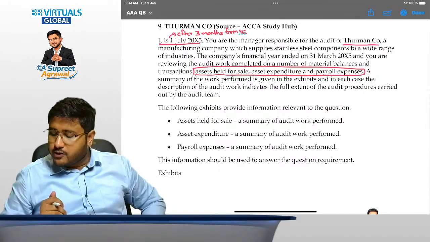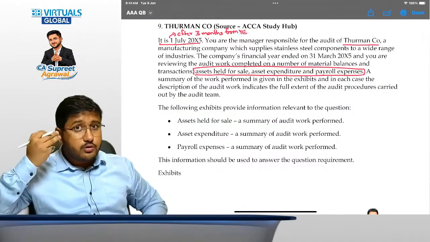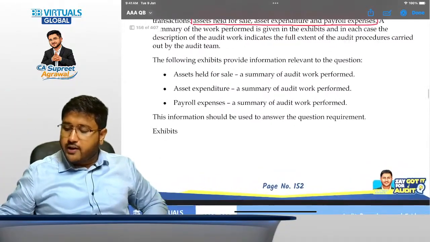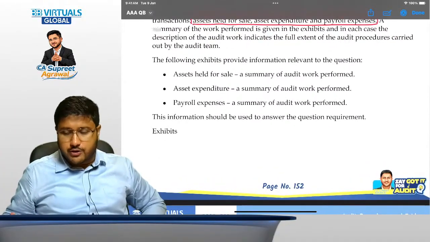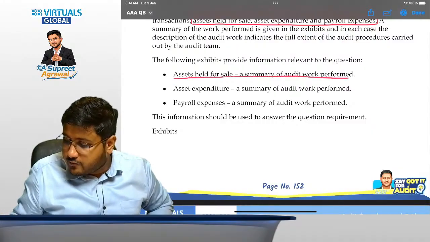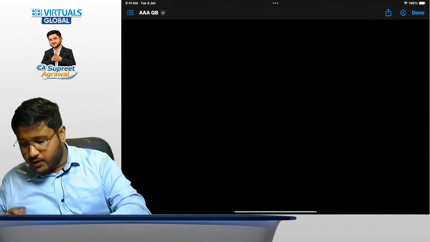A summary of the work performed is given in the exhibits, and in each case the description of the auditor indicates the full extent of the audit procedure carried out. So you cannot make any assumption. Whatever has been performed has been mentioned over here. Now, the following exhibits provide information relevant to the question. Number 1, assets held for sale, a summary of audit work performed; asset expenditure, a summary of audit work performed; and payroll expenses. These three are given.